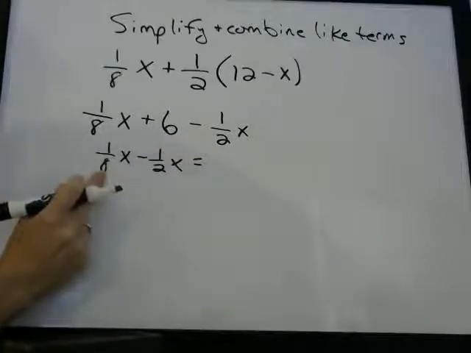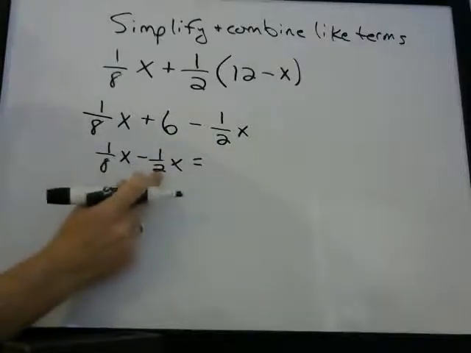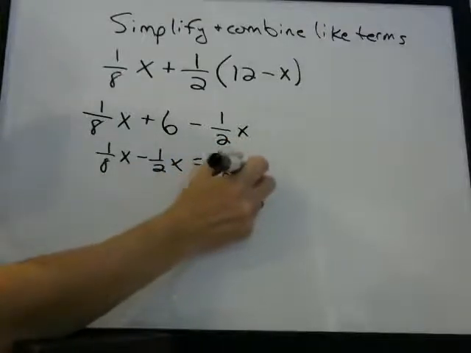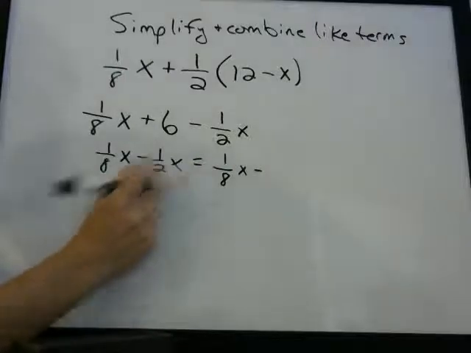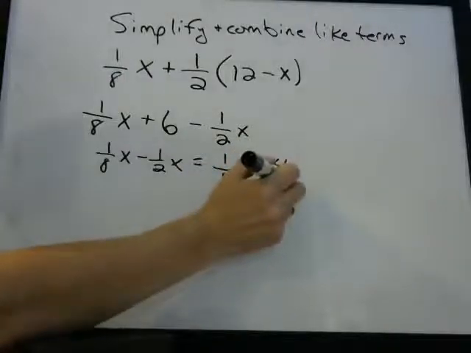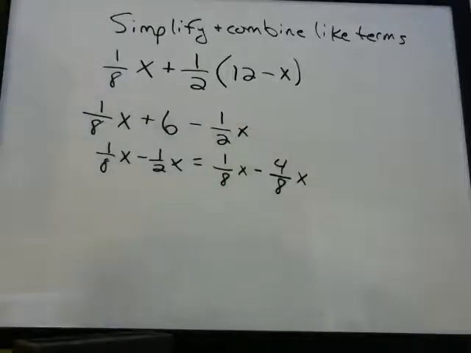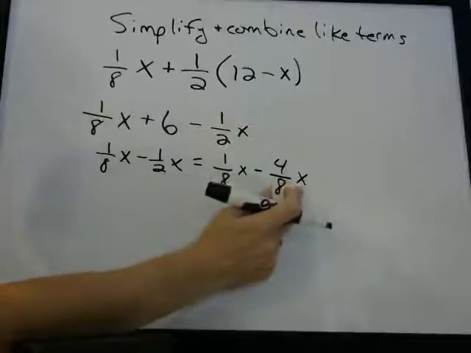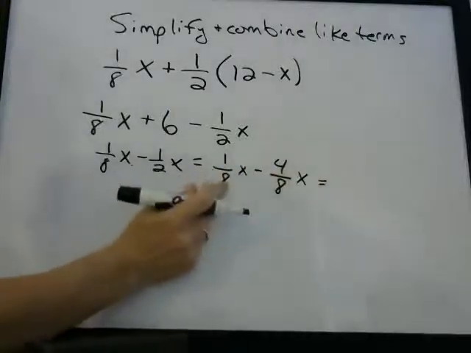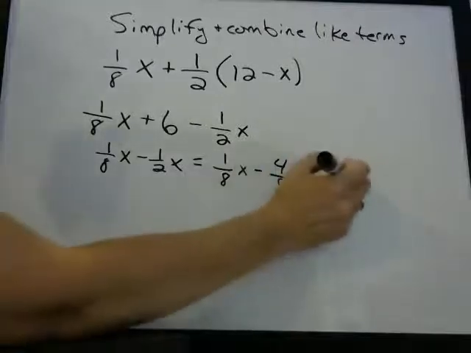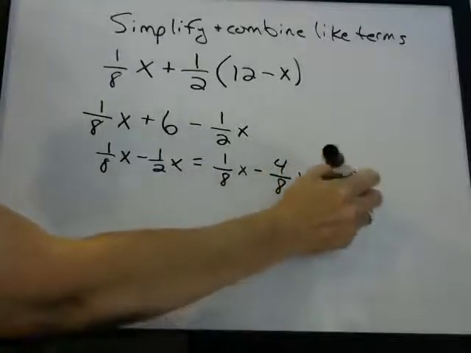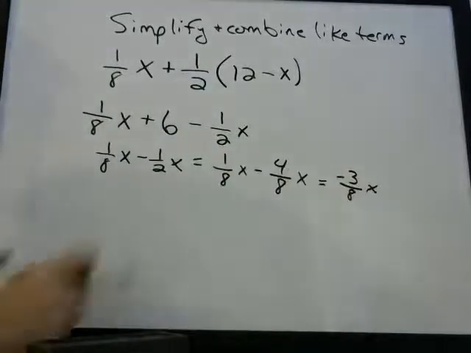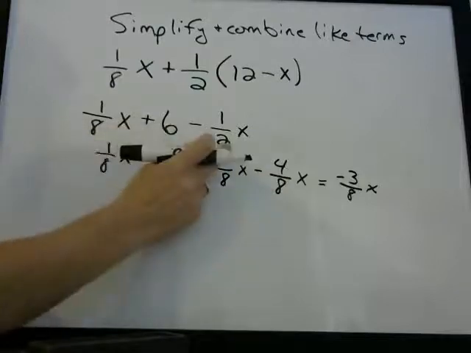How do you, again, you just look at the numbers. It's 1/8 minus 1/2. How do you subtract fractions? Find a common denominator. The common denominator is 8. So we have 1/8 x minus 4/8 x. Again, we're just looking at the numbers. 1/8 minus 4/8 is negative 3/8, and you just bring the x along with it. You don't do anything with it, but it has to stay there. So that was 1/8 x minus 1/2 x.